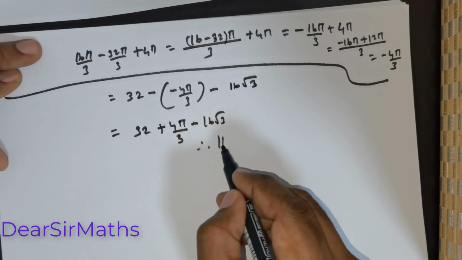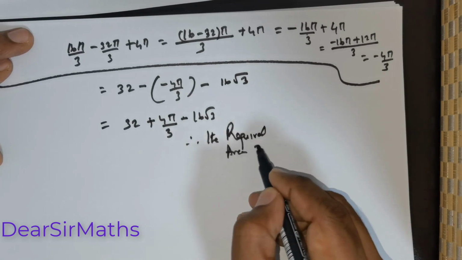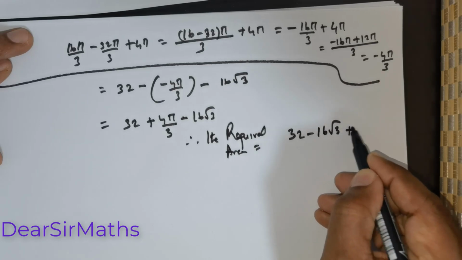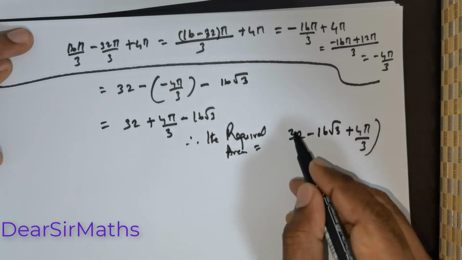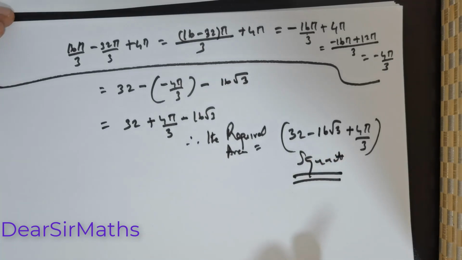So therefore the required area is equal to 32 minus 16 times root 3 plus 4 pi over 3 square units. So that completes the solution.